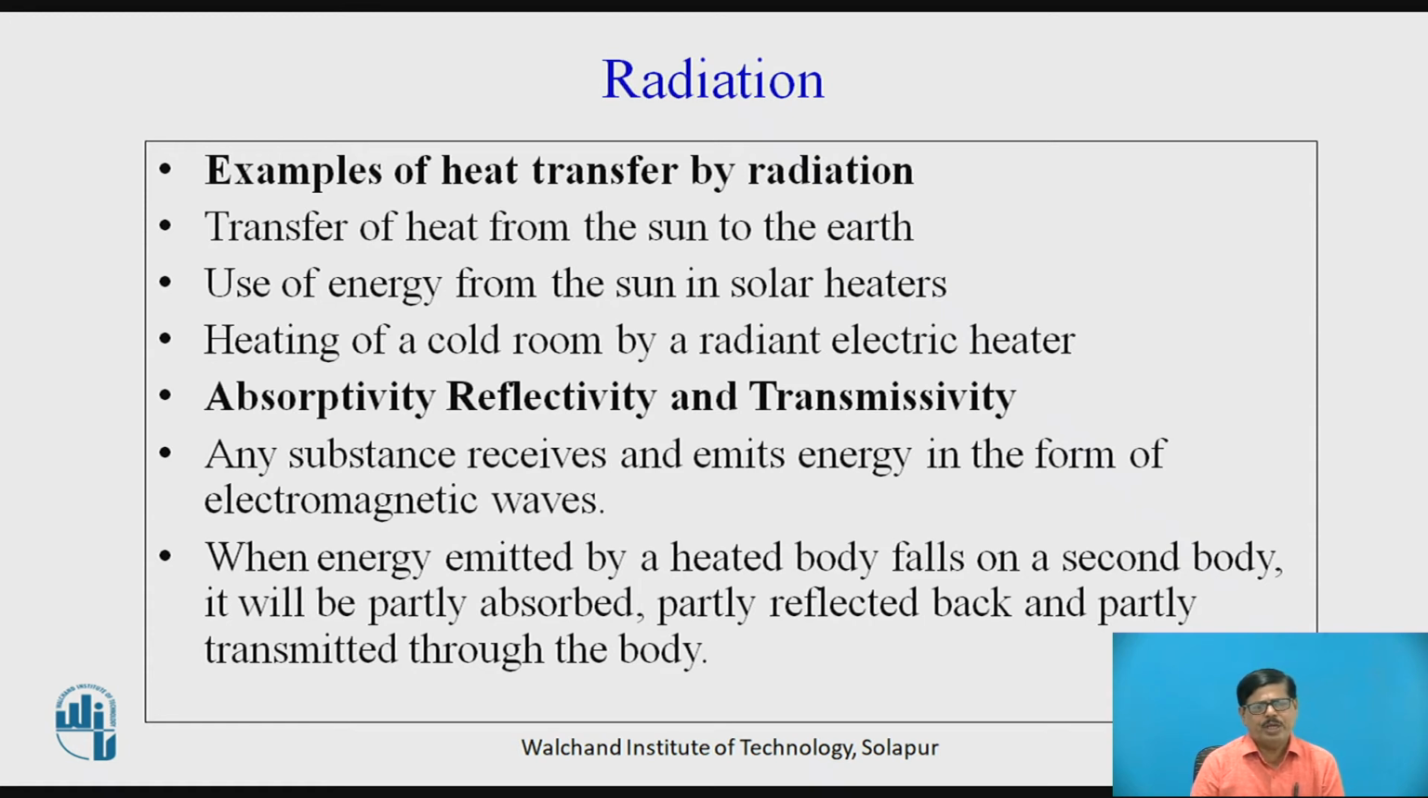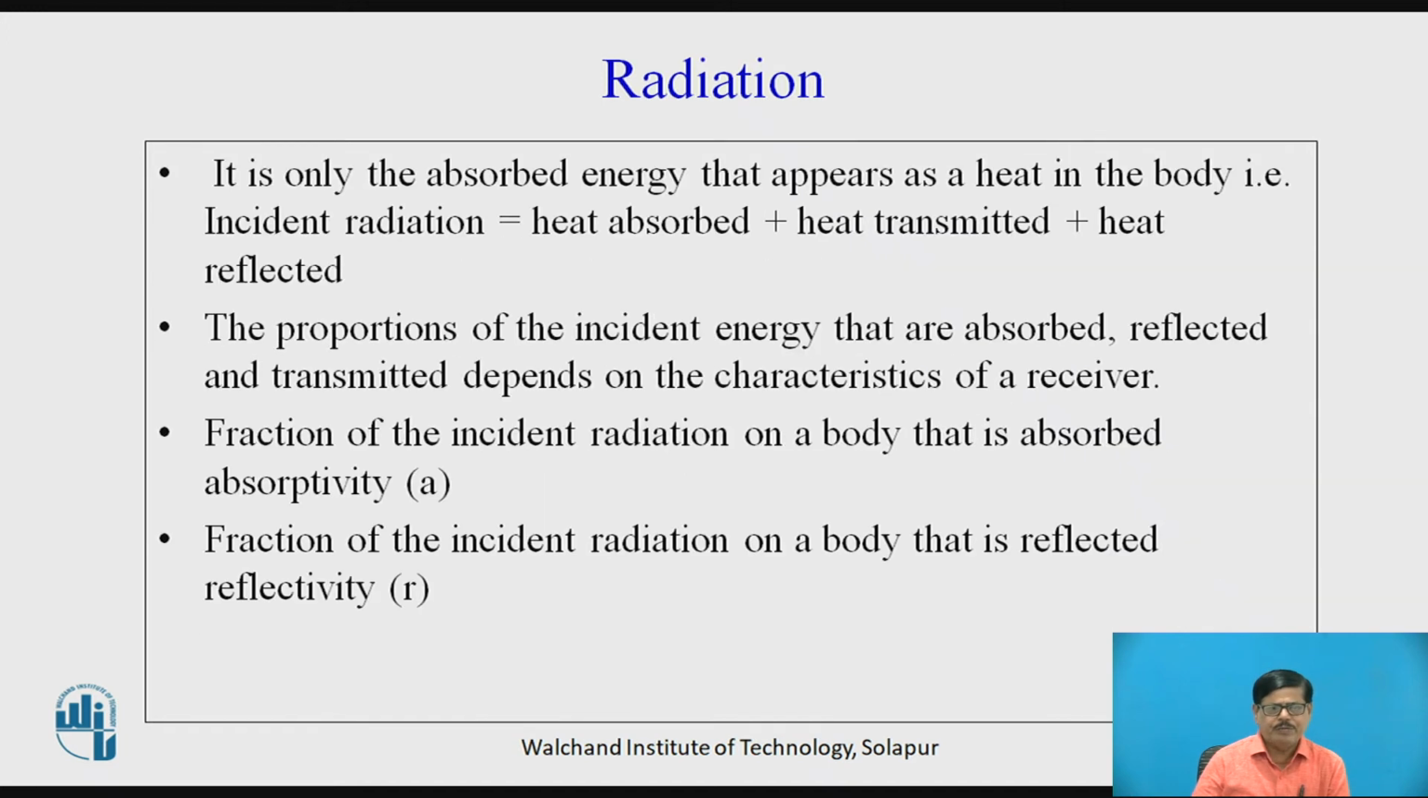Now coming to some basic terms of radiation: absorptivity, reflectivity and transmittivity. Any substance receives and emits energy in the form of electromagnetic waves. So when the energy is emitted by a heated body and falls on a second body, the second body will partly absorb it, partly reflect it back, or partly it will be transmitted, depending upon the properties of the surface as a receiver. Now let us define these properties.